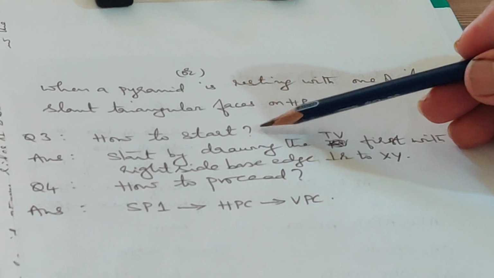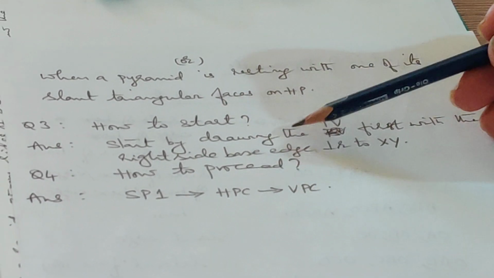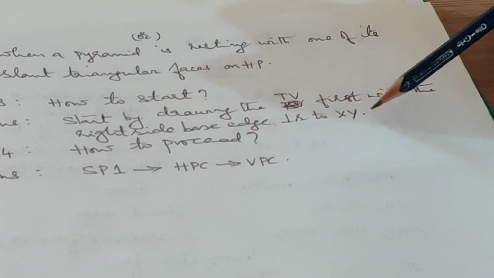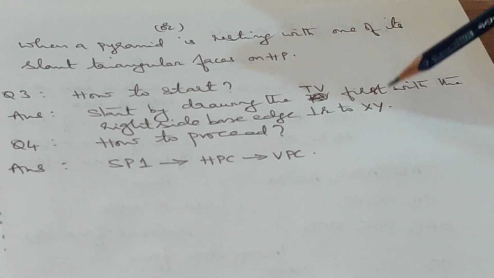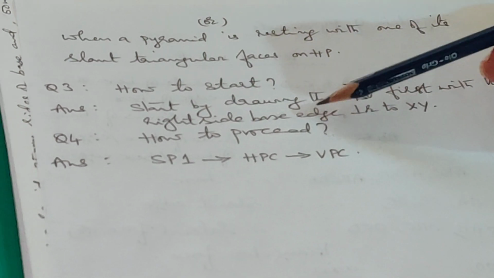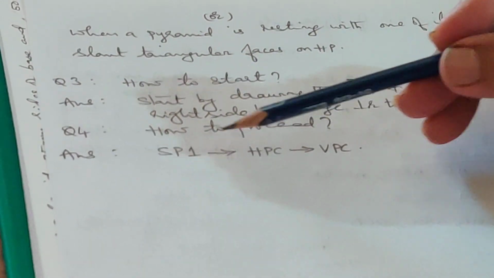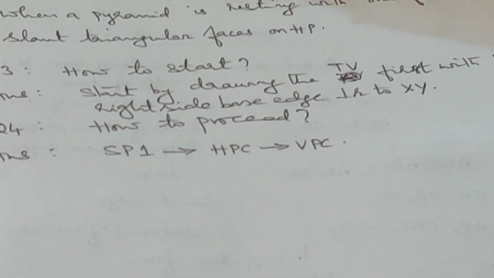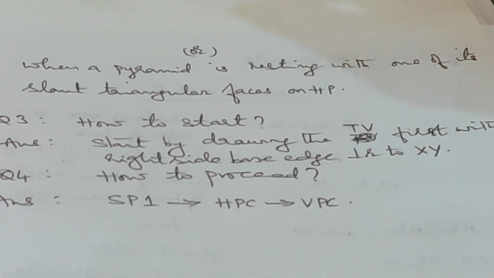Then the third question is how to start. This is simple. Start by drawing the top view first with the right side base edge perpendicular to the XY line. And how to proceed? SP1, HPC and VPC. There is no change in this. You can make a note of this.